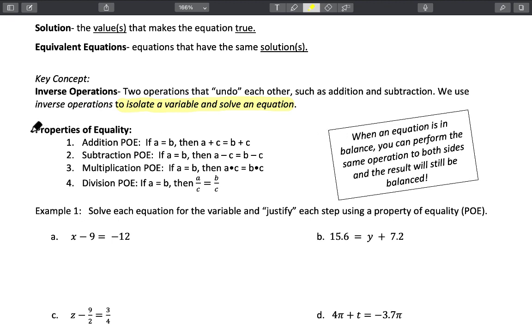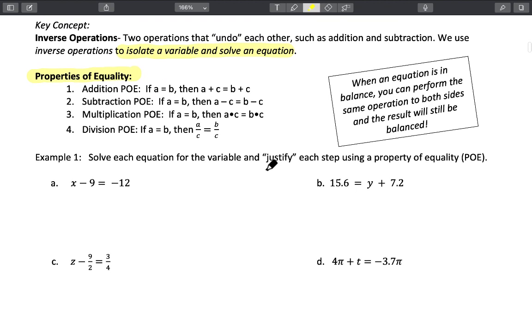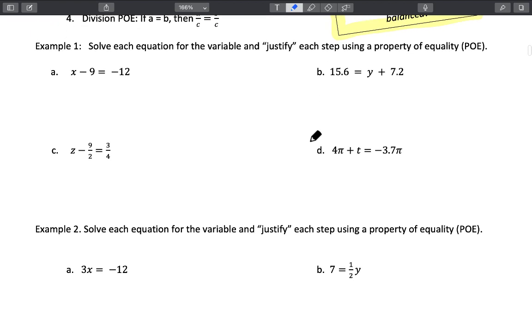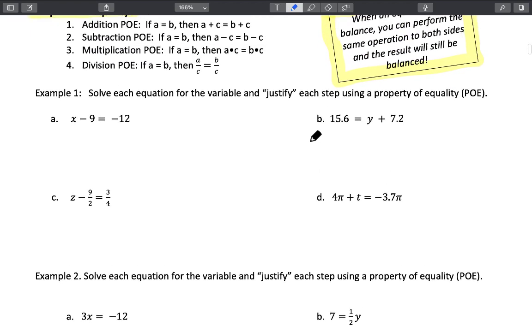So in order to do that, we are utilizing these properties of equality. You may have learned properties of equality before, and just keep in mind, properties of equality simply mean that when an equation is in balance, you can perform the same operation to both sides and it will remain balanced. All right, let's try some examples of solving equations and justifying our steps using one of the above properties of equality.